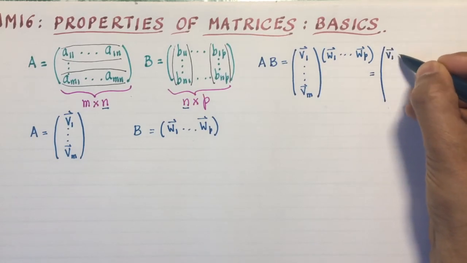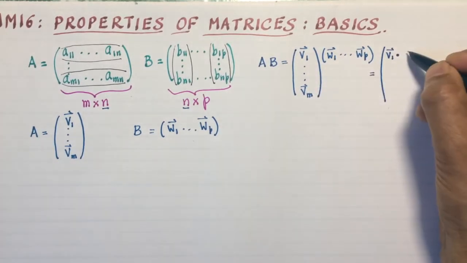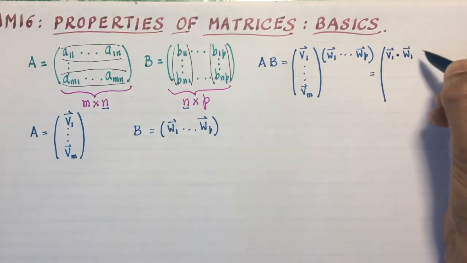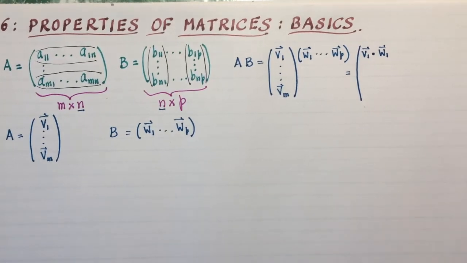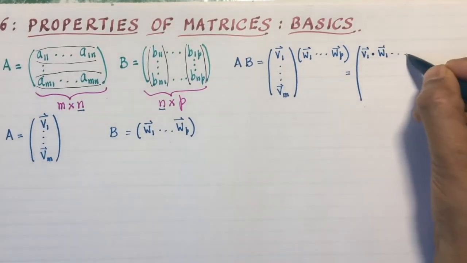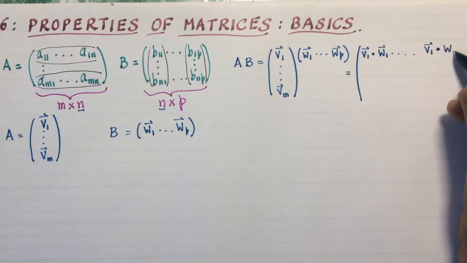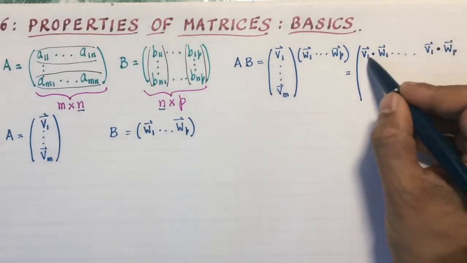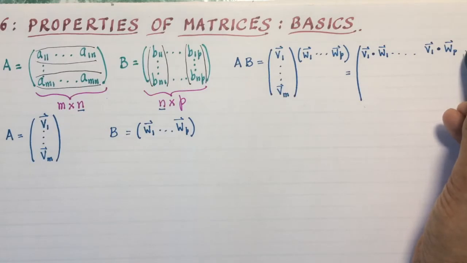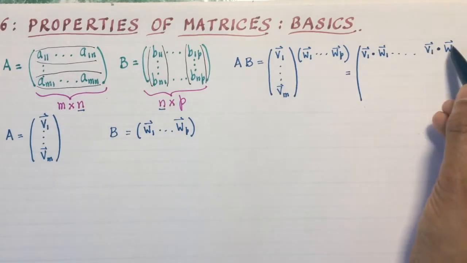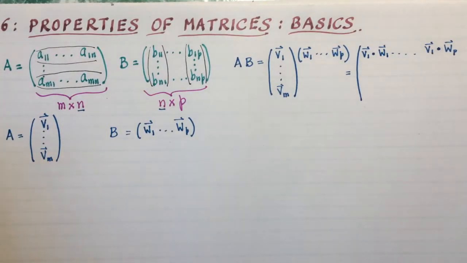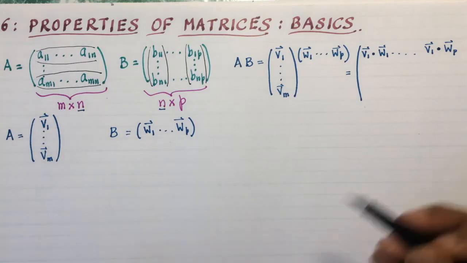So the first row of the result is just V1 dot W1, and I'll keep going like this till I exhaust all the W's, V1 dotted with W's. So there are going to be p such entries. In other words, you're going to have a row length of p.